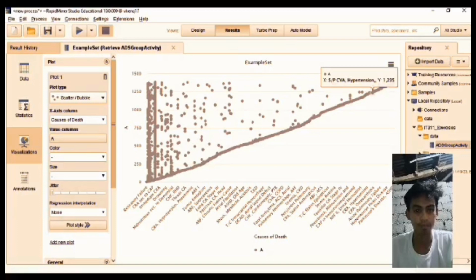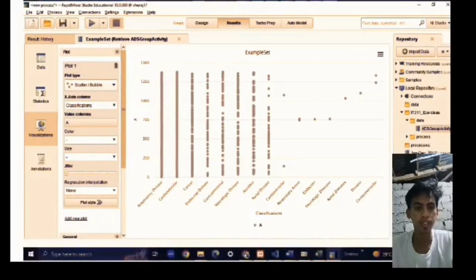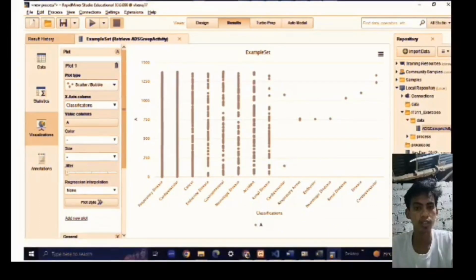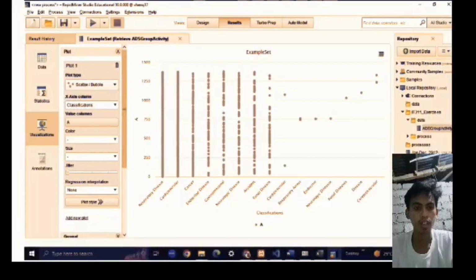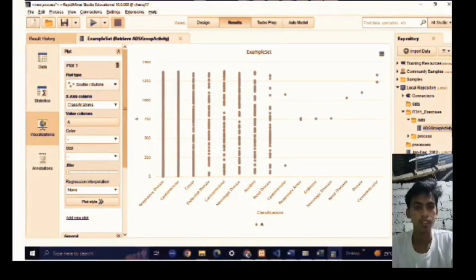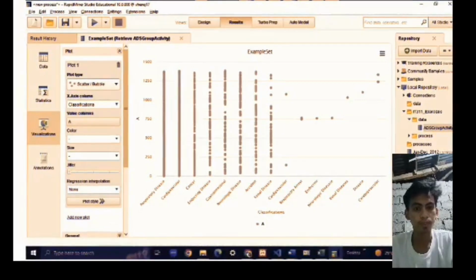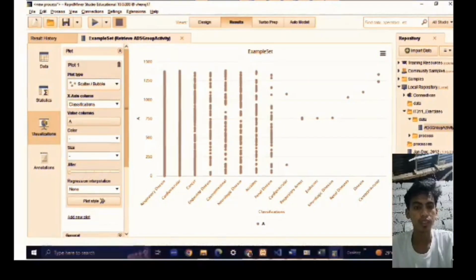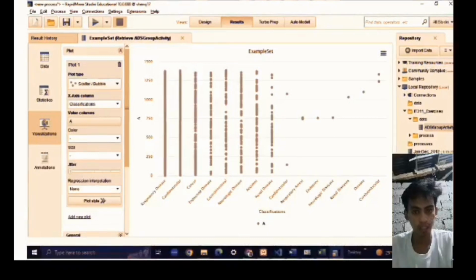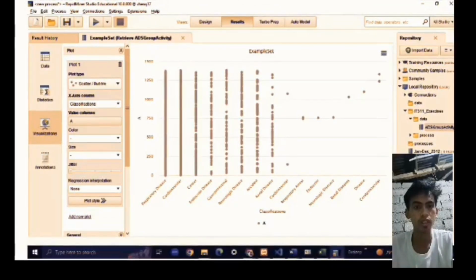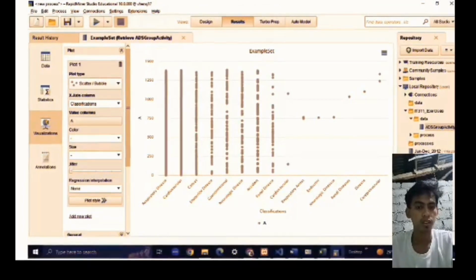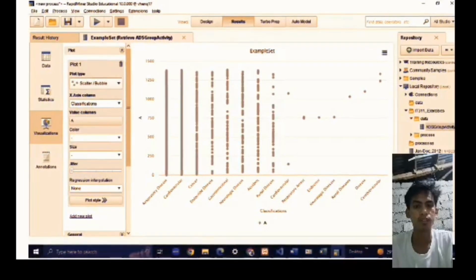In analyzing the classification, we also use scatter bubble as a plot type. The most common disease is respiratory and cardiovascular with the number of people from 100 to 350, followed by cancer, then followed by the enduring disease from 1,300 number of dying persons.